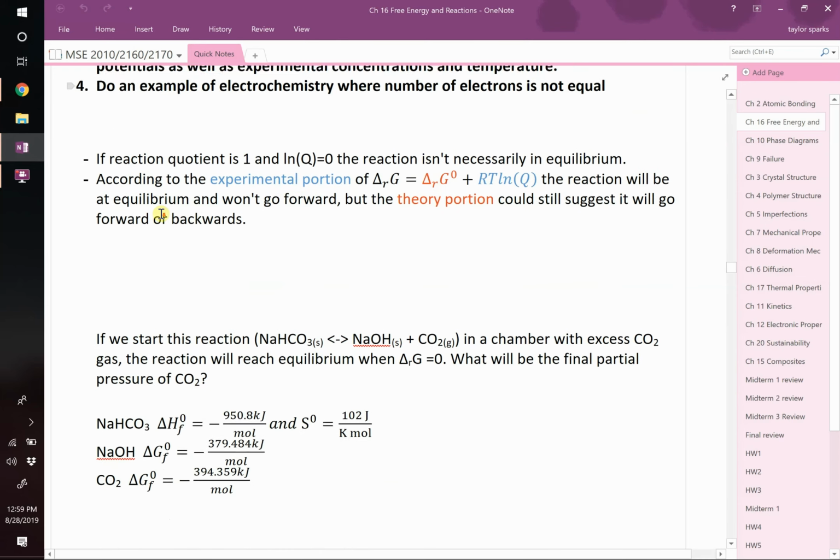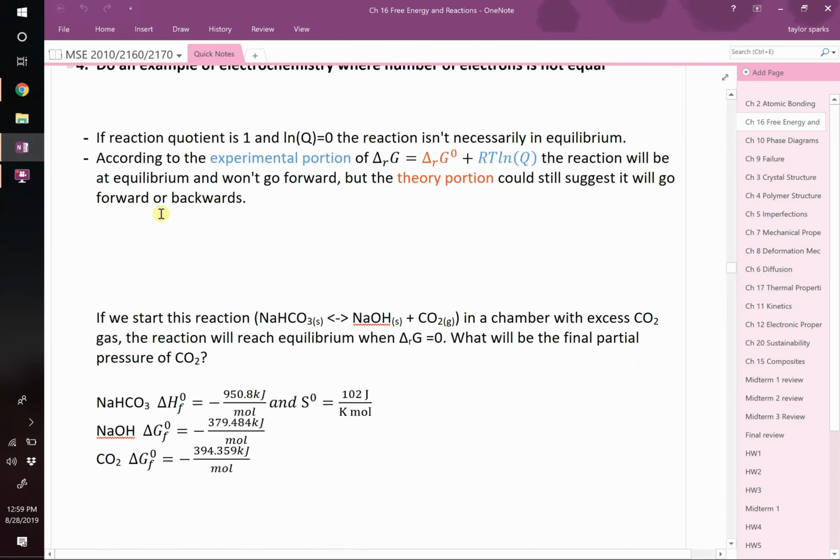Okay, so let's start with this one. We left off last time and we'd introduced this idea of a reaction quotient. So turn to your neighbor and remind them what on earth the reaction quotient was and how do you calculate it.